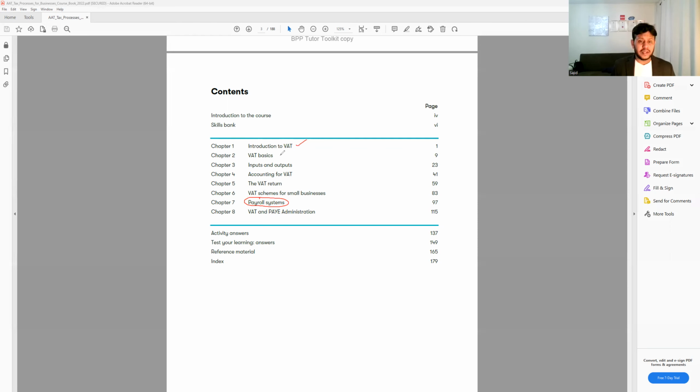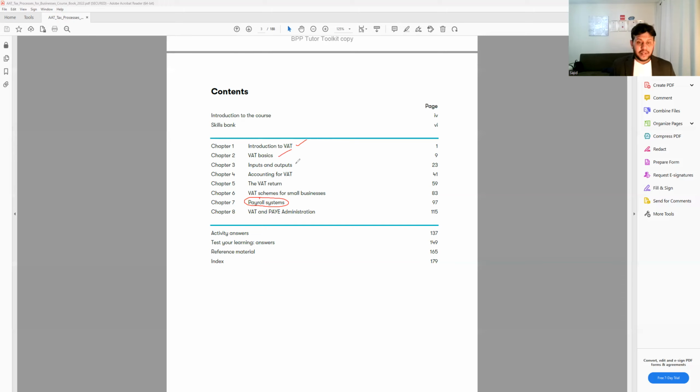In chapter number 2, we have VAT basics. Here we're going to look at the registration limit for VAT, when a person or a business needs to register for VAT, when they can deregister, what voluntary registration is, what compulsory registration is, and when the person has to register, within how many days. All of this we're going to look at in chapter number 2.